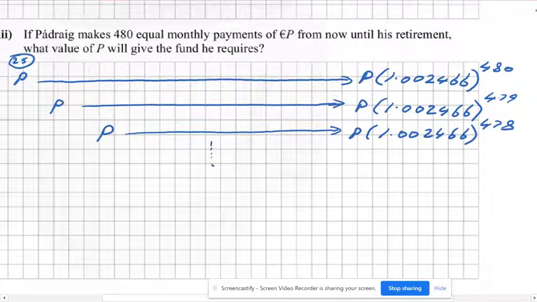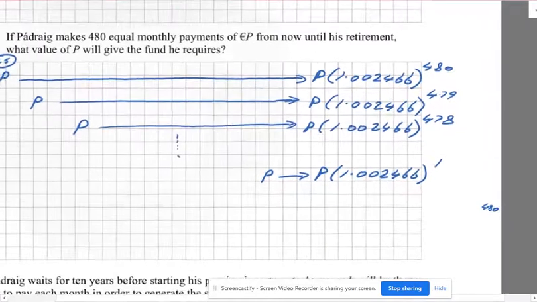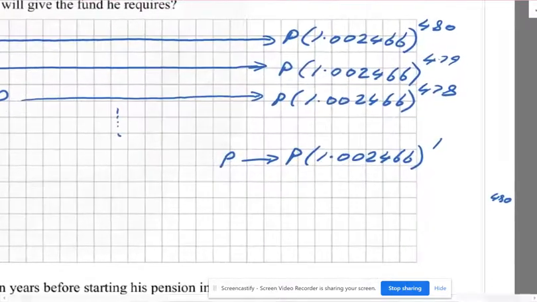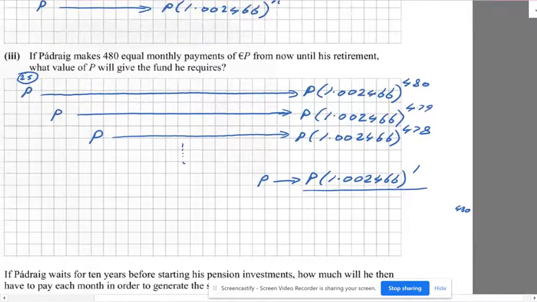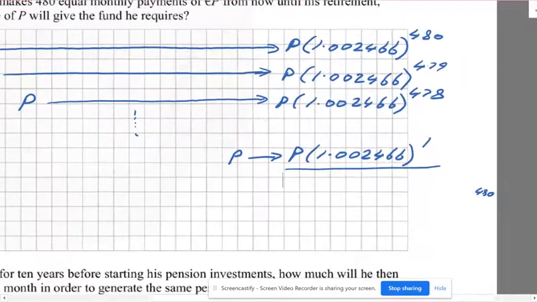And you keep going on like that until you get to the very last payment, which is the very last month before he retires. So that'll be gathering interest for just 1 month only. So P into 1.002466 to the power of 1. And again, the idea now is if you add all those payments together over his 40 years working, or 480 months, they add up to the pension fund. And the pension fund, as we saw earlier, was 358,711. So they all add up to 358,711.